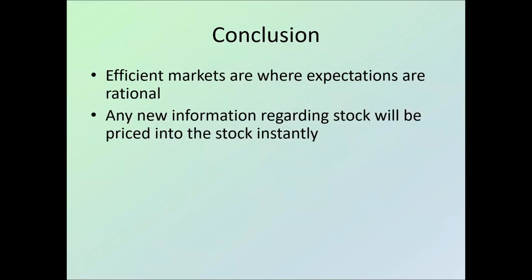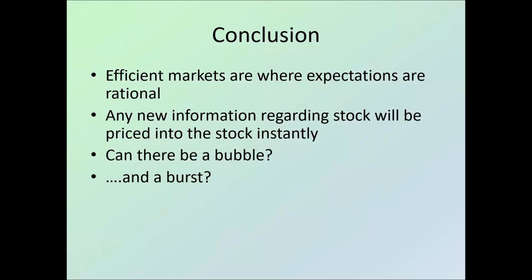Any new information for a stock will be instantaneously priced into that stock if the market is open, and we'll try to price it even after hours. So this is the efficient market hypothesis. Can there be a bubble? Yeah, sure. The efficient market hypothesis says it's possible. And a burst of that bubble? Yes, of course. It's predicted by the efficient market hypothesis. It's just that the optimal forecast is not able to reach the R bar soon enough.